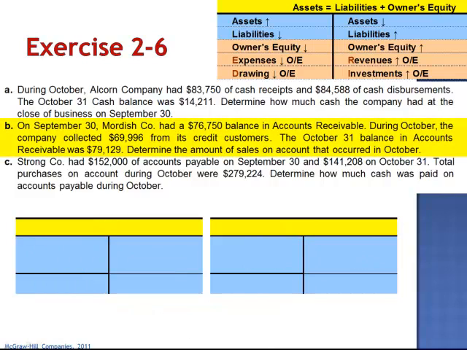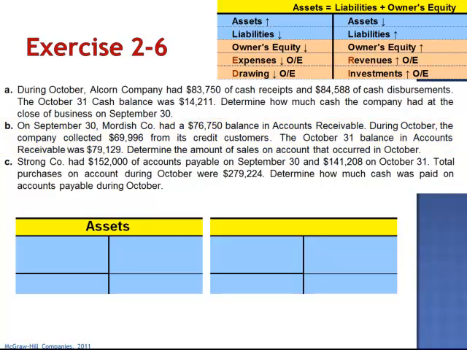Letter B. On September 30th, Mortgage Company had a $76,750 balance in accounts receivable. During October, the company collected $69,996 from its credit customers. The October 31st balance in accounts receivable was $79,129. Determine the amount of sales on account that occurred in October.